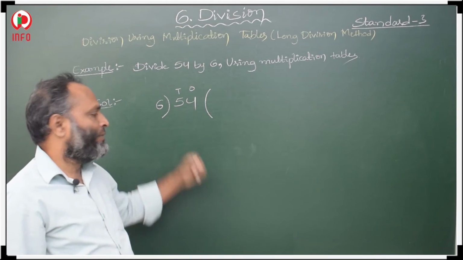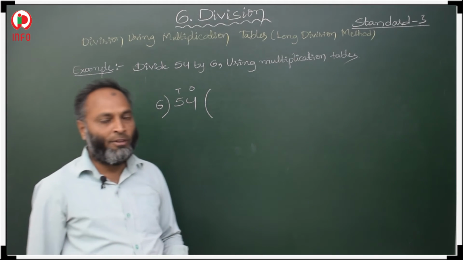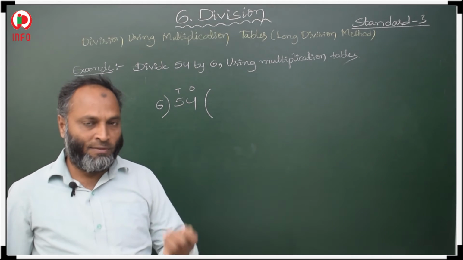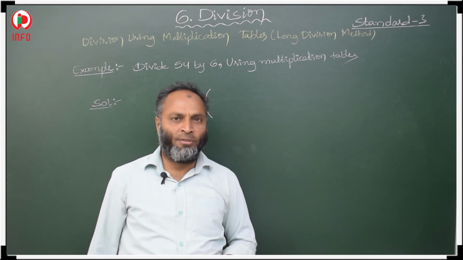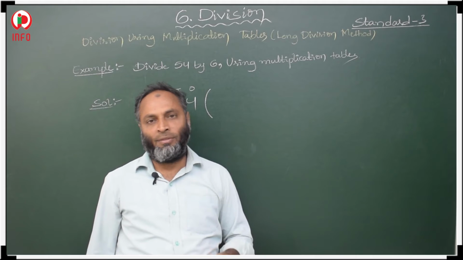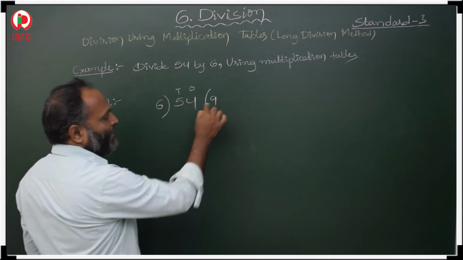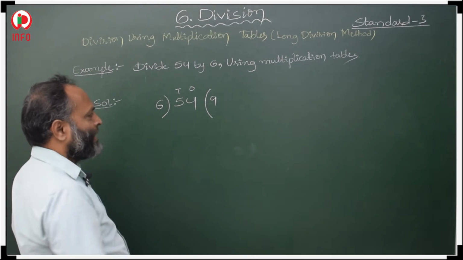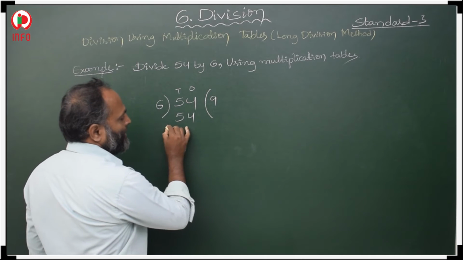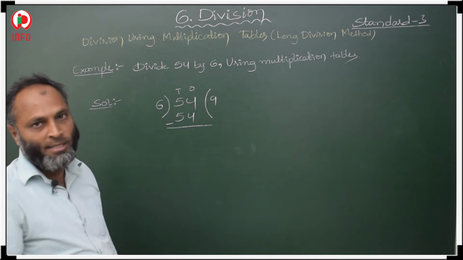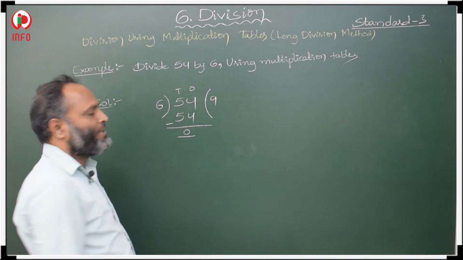Now, this is 54. We have to check in the 6 table when you will get 54. Read your 6 table. 6 5s are 30, 6 6s are 36, 6 7s are 42, 6 8s are 48, 6 9s are 54. We have to write 9 here in the quotient place. 6 9s are 54, 5 in the tens place and 4 in the ones place. Then we have to subtract. 54 minus 54 is 0.